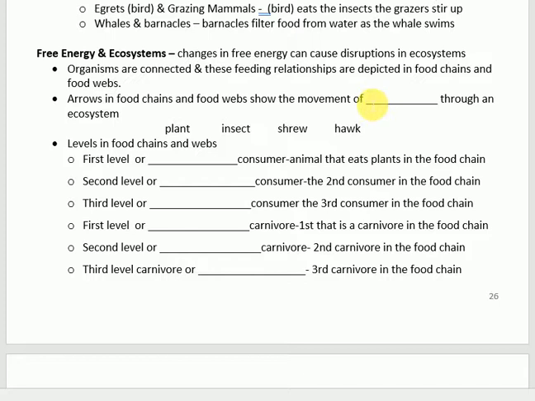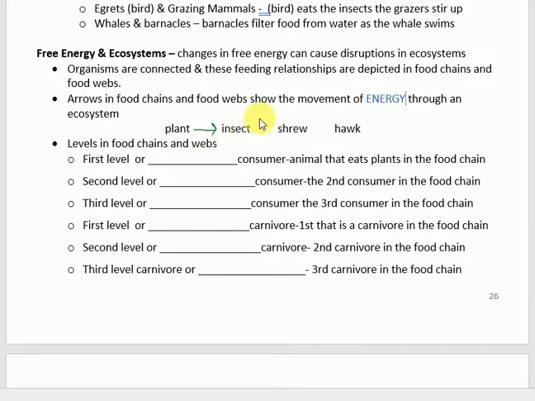So the arrows of the food chains and the food webs are going to show the movement of energy through an ecosystem. So it is important that you understand the direction of the arrow is basically showing the movement of energy. So for instance, we have a plant and an insect. The insect is going to eat the plant. Who's going to get the energy? Obviously, it's going to be the insect.